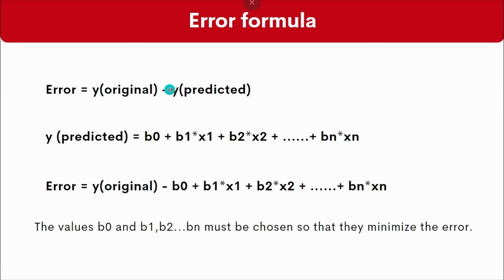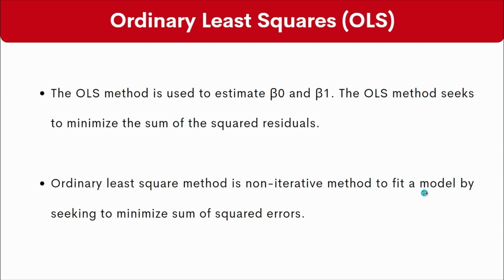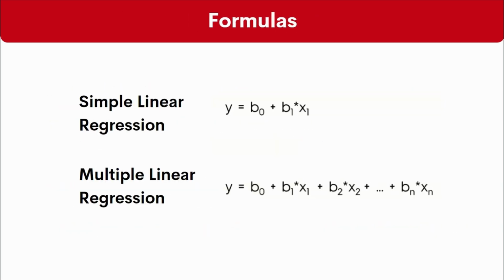So the error is once again the difference between the y original value and the predicted value. So your task is to go with minimum error. To achieve this minimum error, there is a method which is followed, called ordinary least squares, which is the OLS method. The OLS method is used to estimate beta 0 and beta 1. The OLS method seeks to minimize the sum of squared residuals.